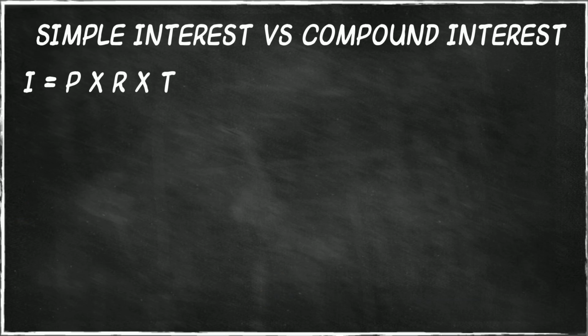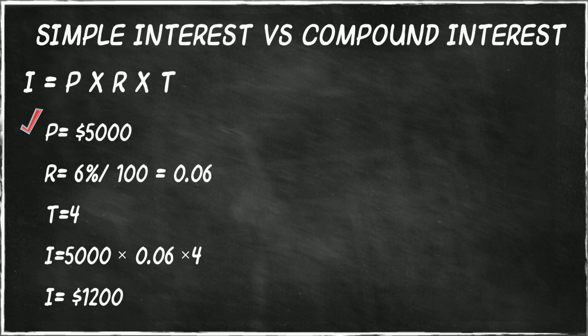Okay, so here is the scenario. The principal is going to be $5,000. Your interest rate is going to be 6%, and it's going to be for 4 years. So then we plug it into the formula. The principal is $5,000. When you convert 6% to a decimal, it is 0.06, and then we're going to multiply it by 4 years. When we do that, the amount of interest you earn is $1,200.